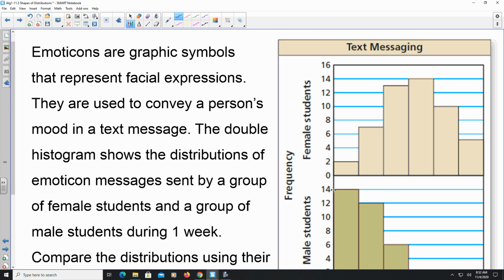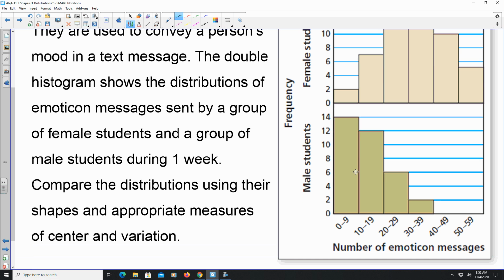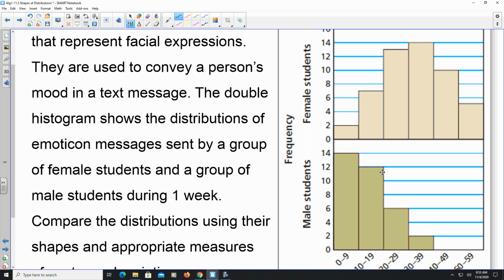So on the top, you have the female students with the text messages, and on the bottom, you have the male students with the text messages. And what it's showing is the frequency that represents the facial expressions. So by looking at this data, if you look at the data on the right of the distribution for female students, it's approximately a mirrored image.